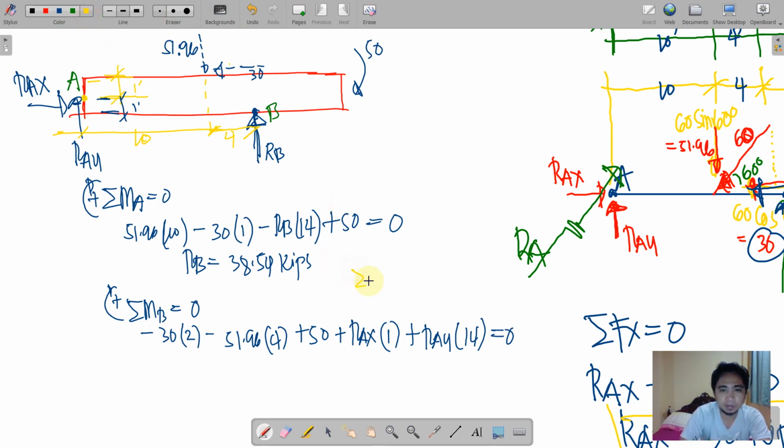So, kung titignan natin yung RAX, talaga namang equal siya sa 30 by summation forces along X. Right? By summation forces X, we can say that RAX is just equal to the component of the 60 that is equivalent to 30. So, we'll just substitute it in here. Dapat 30 yan. So, therefore, we'll now obtain here RAY. We have 13.42 kips.